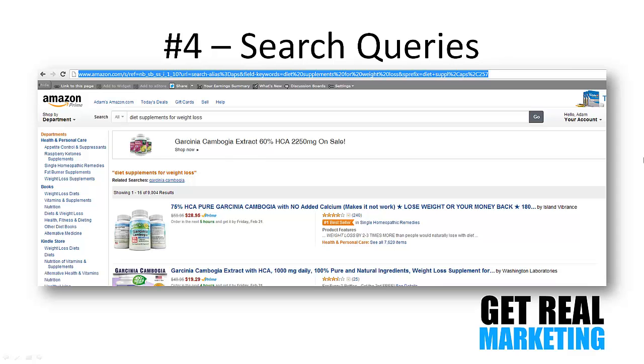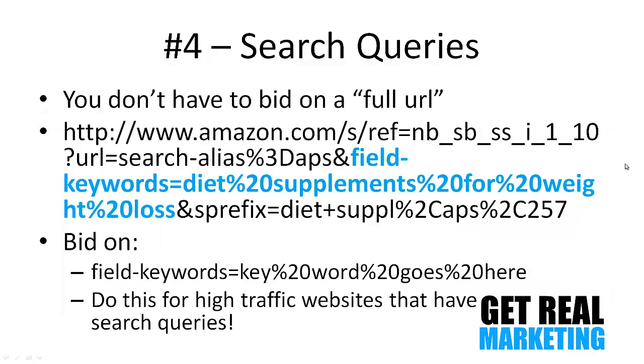To give you a zoomed in example of this so you can see exactly what I mean, like I said, you don't have to bid on the full URL. I'm only going to bid on this section here in blue that I highlighted of the URL. So ultimately, I'm only going to bid on field-keywords= and then the keyword goes here. So I can use some software where I replace the space with %20, which is basically the HTML long version of a space. I'm not going to go into the training of what that means, but basically you need to replace spaces with %20.